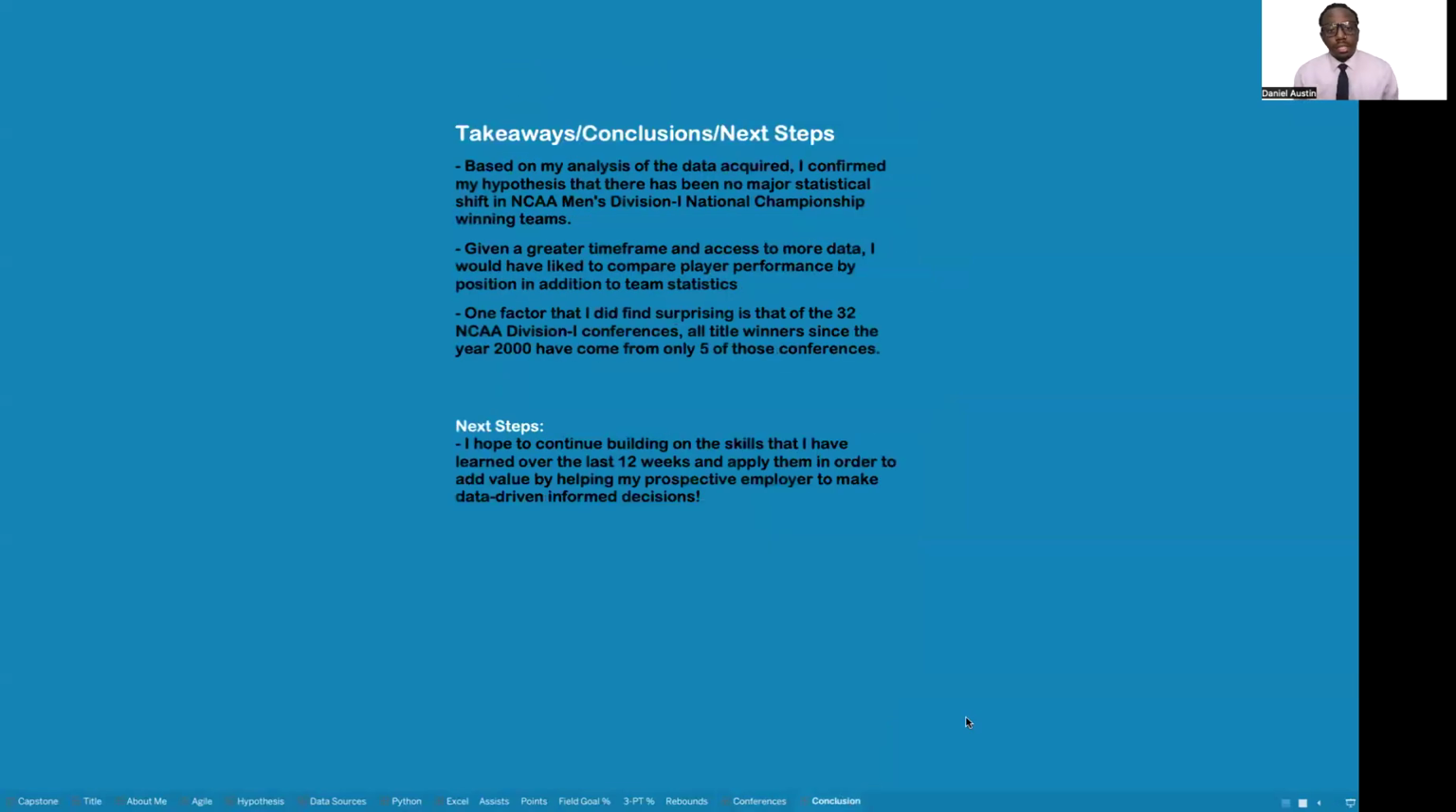All right, takeaways and conclusions. Like I already mentioned, I was surprised to see that there were only 5 conferences which all of the title holders belong to over the last 23 years. I think given a greater time frame and access to more data, I probably would have liked to compare players and positions statistics specifically, for stats like rebounds and blocks, player performance based on position. I think that would have given me a lot more insight into whether there was a change, maybe guards are holding on to the ball longer, or we're no longer dumping down to the big man, or whatever it may be.